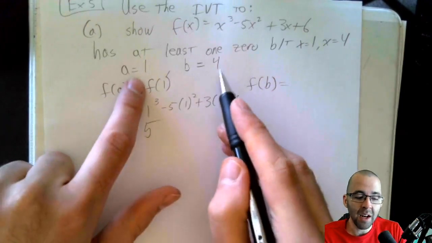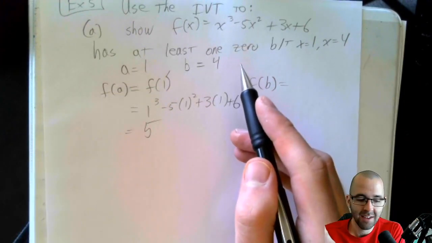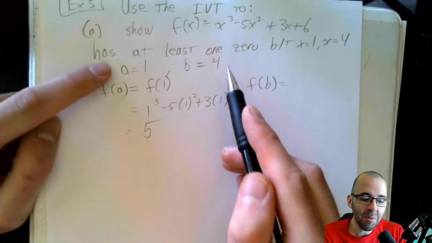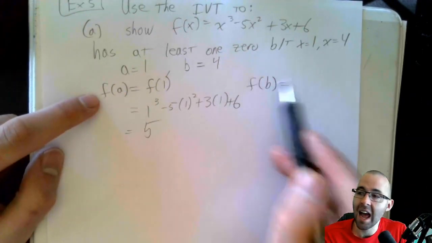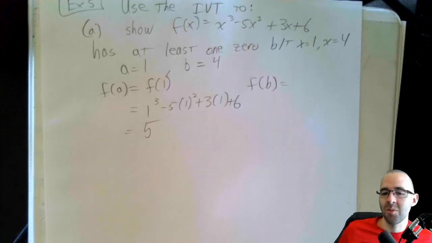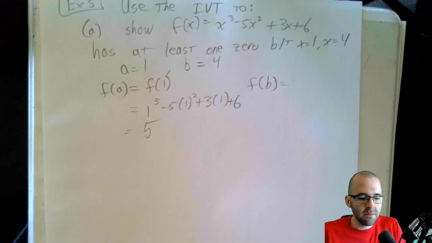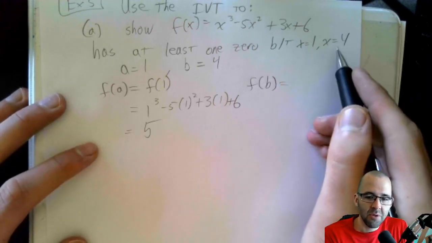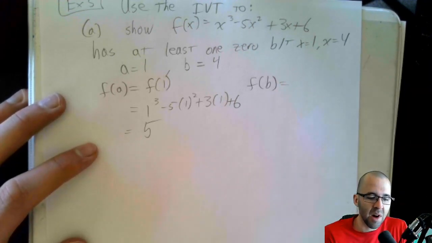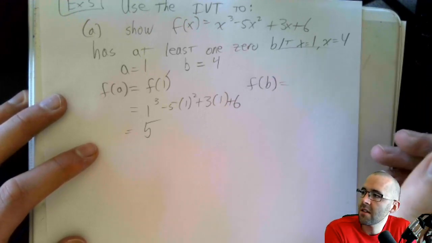Oh, it doesn't matter what a and b are. Although, good question. It's not a and b that matters. It's f of a and f of b that matter. And that's a very good distinction, so I'm glad you brought that up. The 1 and the 4 are just from the problem. It's just asking you to use the intermediate value theorem. It gives this to you.